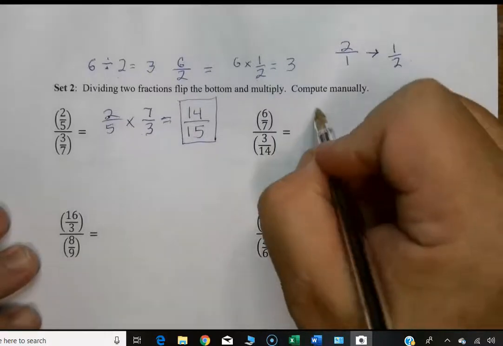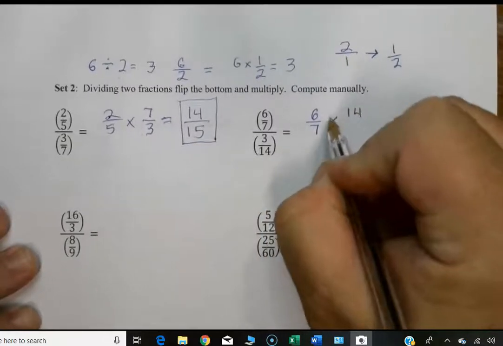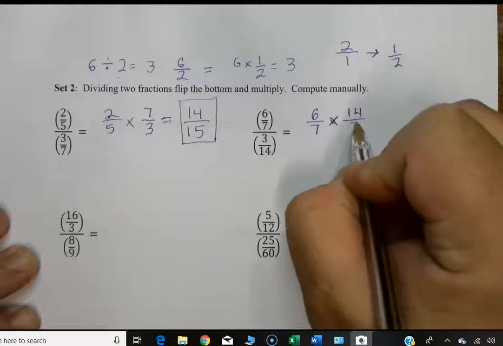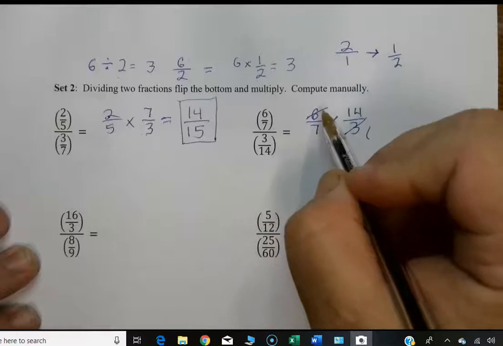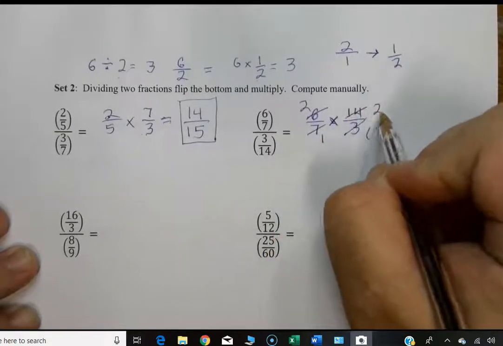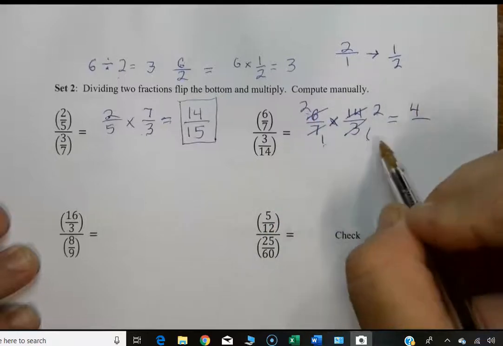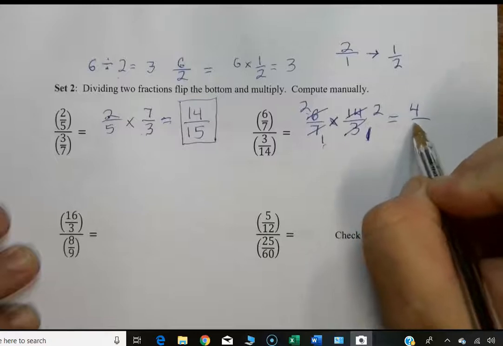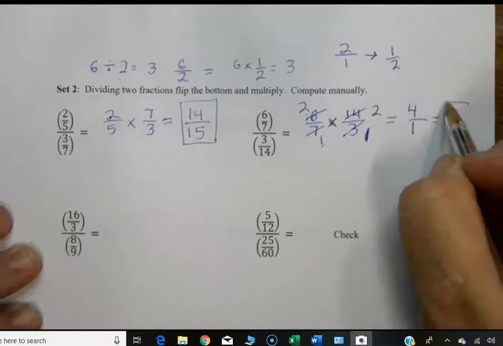And we're back. 6 over 7 times 14 over 3. Okay, and everything cancels here. 3 goes into 3 once, into 6 twice. 7 goes into 7 once, into 14 twice. Multiply straight across. 2 times 2 is 4. 1 times 1, that is a 1, is 1. And of course you don't write 4 as 4 over 1, you just write it as 4.